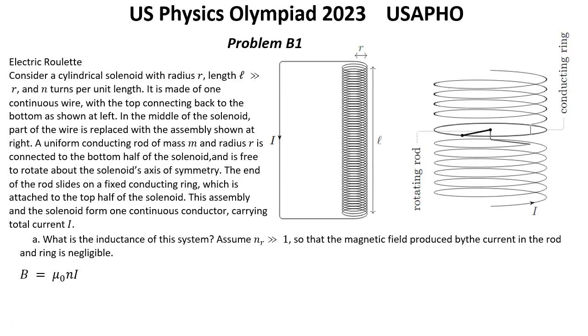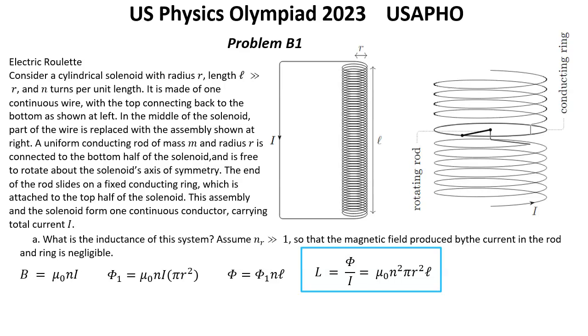Magnetic field of the solenoid is mu0 n I. So the flux through one turn of the solenoid is mu0 n I multiplied by the cross-section area, which is pi r squared. We have n multiplied by L turns in total, so the total flux will be the flux of one turn multiplied by the number of turns, which is nL. And finally, inductance is flux over current, which is mu0 n squared pi r squared L. That was the solution for part A.